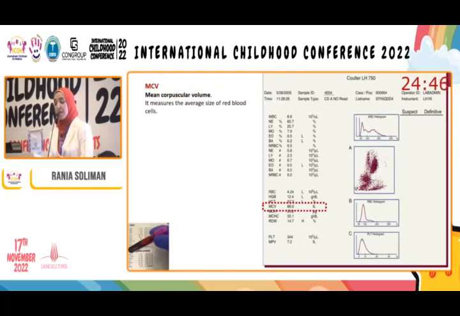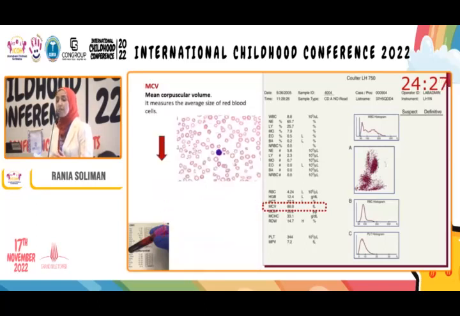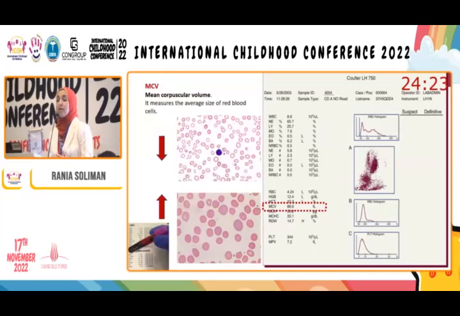The next number we have is the MCV, which is the mean corpuscular volume. And it measures the average size of the red blood cells. This number becomes of significant importance in categorizing anemias. For example, anemia caused by iron deficiency will lead to a decrease in this number, and anemia caused by vitamin B12 and folate deficiency will lead to an increase in this number.